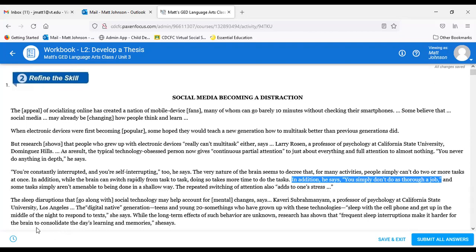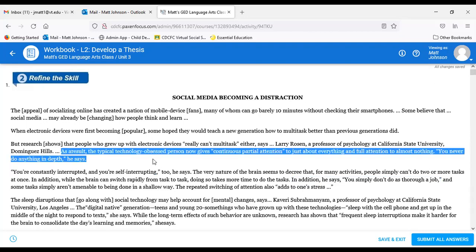Yeah, paragraph 3. After the university dominion hills, as a result, the typical technology obeys person now gives. Oh, okay. Yeah, I was looking at the wrong paragraph. Yeah, so we could use any of those, right? She uses in addition multiple times and as a result. So we'll pick up as a result, right?